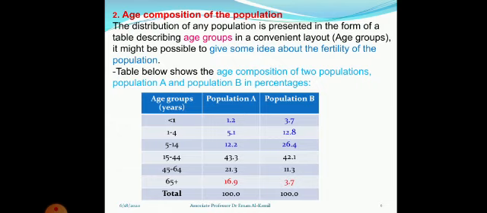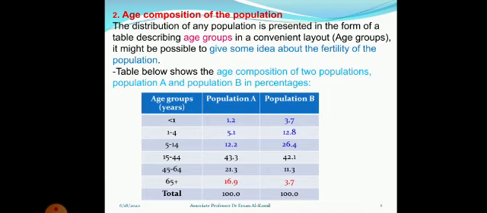On the opposite side, we can see that the elderly people in population A constitute nearly 17% of the population, while in population B, they were only 3.7% of the population. So there is a small proportion of elderly people in population B rather than A.